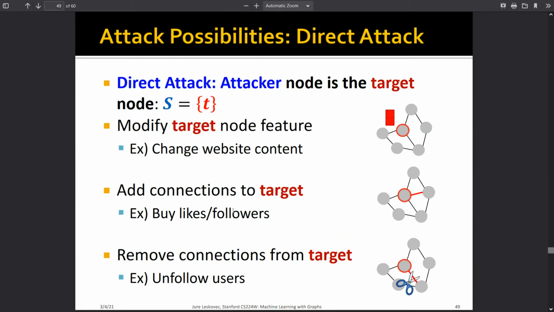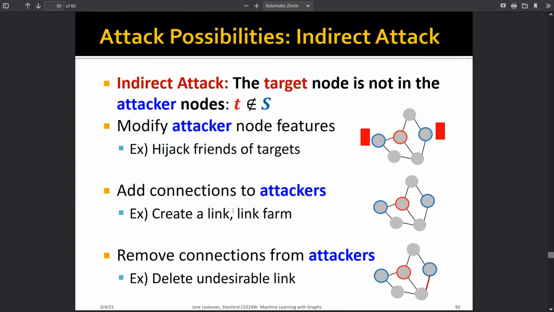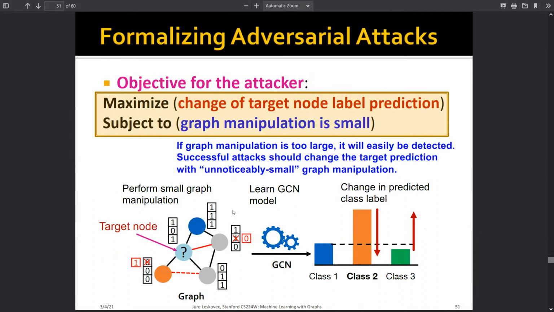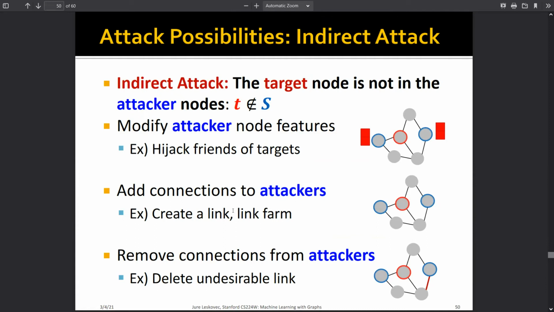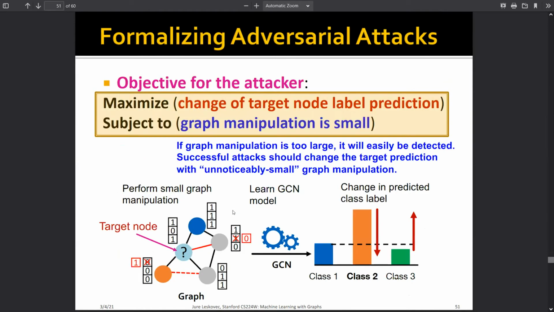Modify target node feature, modify attacker node feature. Some of these are fairly well known, like link farms. Google already downgrades them. Link farms are where you have a bunch of links and you're hoping to get all the click goodness from the ones you link to, but it usually works the other way. PageRank will automatically downgrade you, and Google will penalize you for creating link farms anyway. Others are a little bit harder, I think.